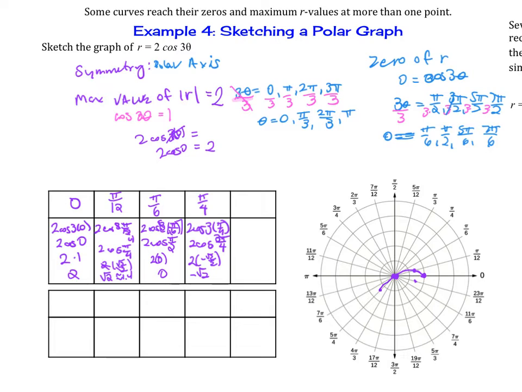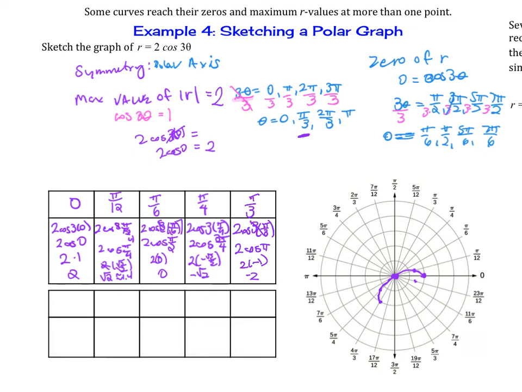Now let's choose another value. Let's choose pi over 3. Pi over 3, we know that's going to be a max value. It should be a max value of 2. So 2 cosine of 3 times pi over 3. Notice that cancels, and so we're looking at 2 cosine of pi. And so that is 2 times negative 1, which is a negative 2. So at pi over 3, we're at negative 2 right here.